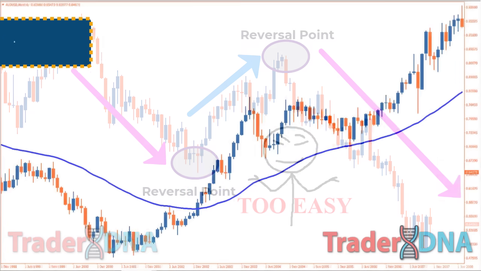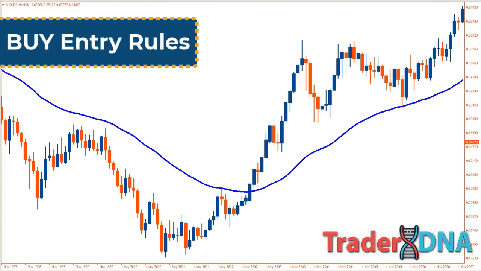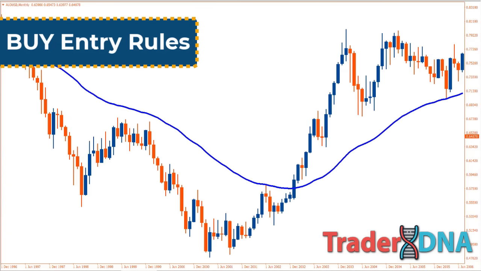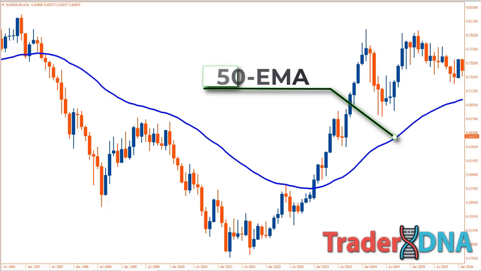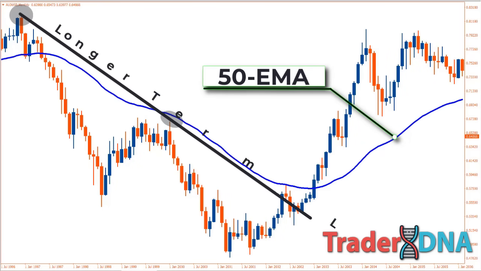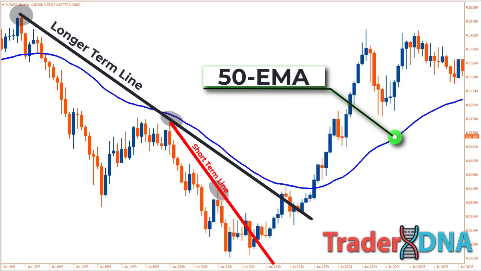Buy entry rules. Let's break down the trading strategy. First, apply an exponential moving average to your chart and set the look-back periods to 50. Second, draw relevant trend lines ensuring you have a longer-term line and a short-term line. Third, we are looking to see a break of both the rhythm of the market and the trend direction.